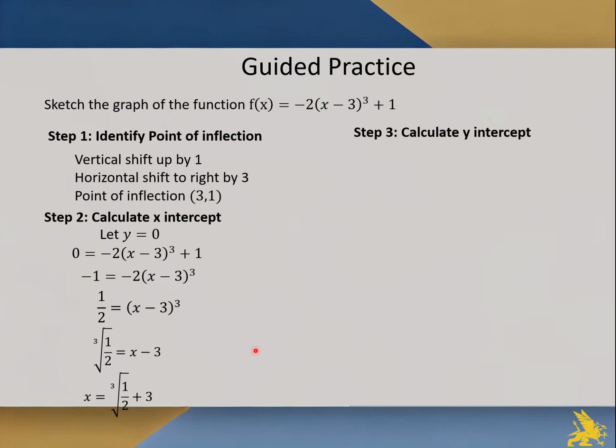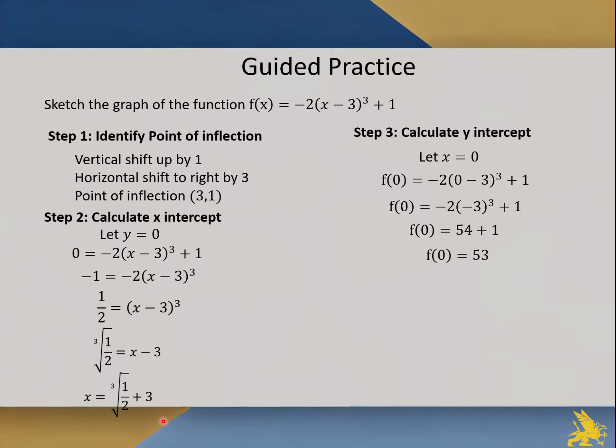Likewise, to calculate the y-intercept, first thing I do is make x equals 0. So 0 take away 3 is -3. -3 to the power of 3 times -2 is 54. So I got 54 plus 1 equals 55. So there's a small error on here, so I'll just change that, 55.